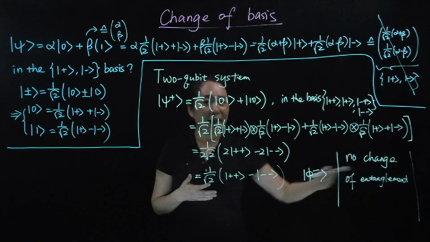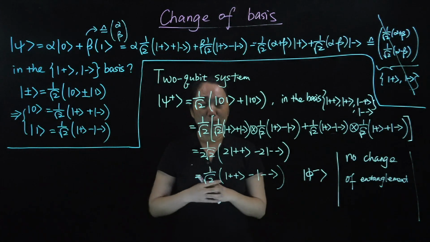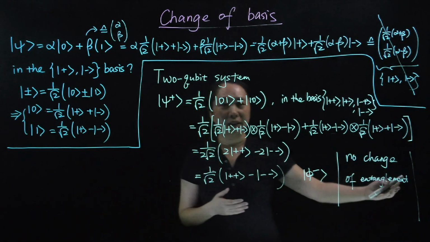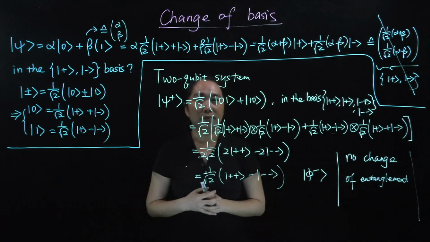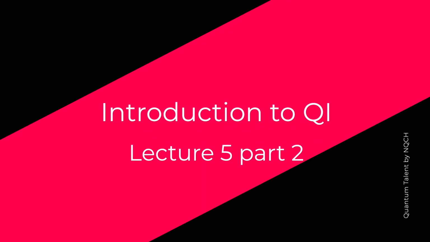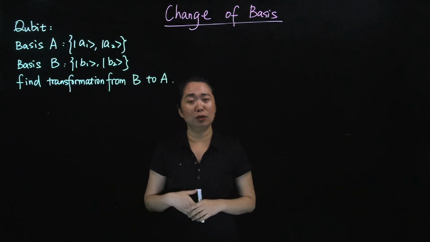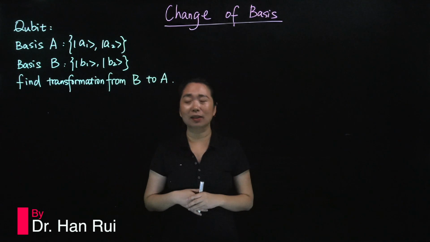This must be the case because here we're not changing the state, we're just changing the representations of the state. So as quantum correlation, the entanglement must be kept. Next, let's find out how to carry out this transformation of basis representations more generally.